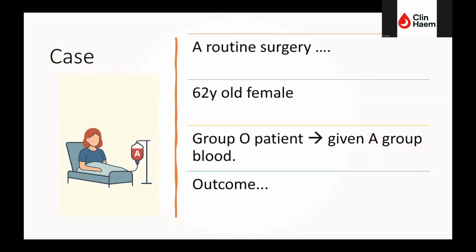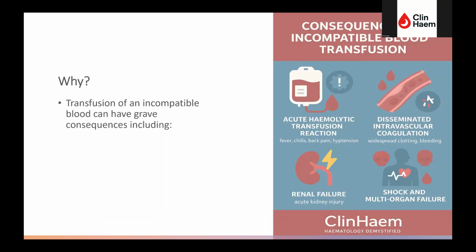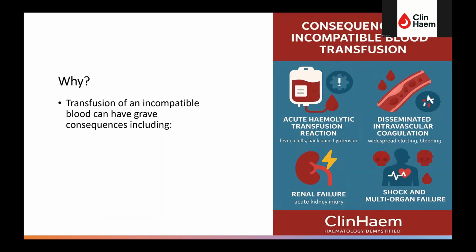And to highlight why this is important, there is a case of a 62-year-old female who was having a routine surgery, which was very low risk, but she came to significant harm because she was given the wrong blood group, which is blood group A, and she was blood group O. And in the future slides, I will try to briefly summarize why this happened. Now, what she ended up with was an acute hemolytic transfusion reaction, which led to organ failure.